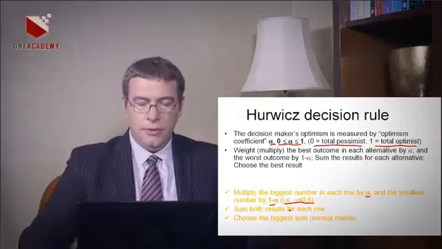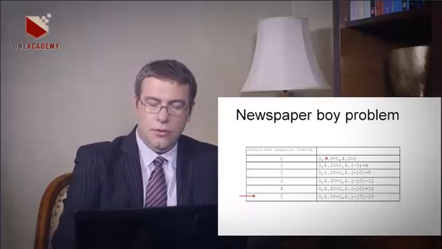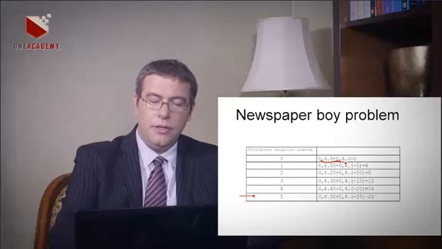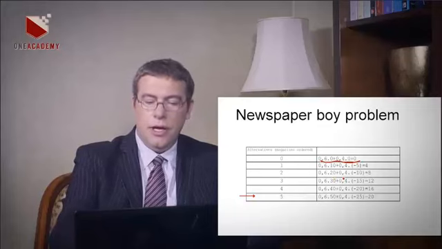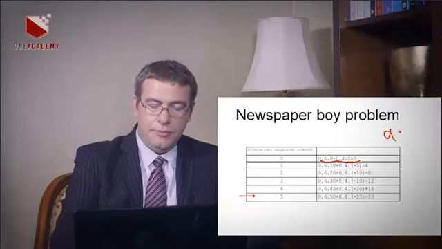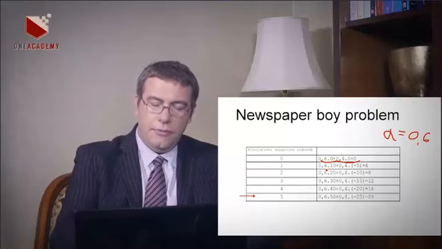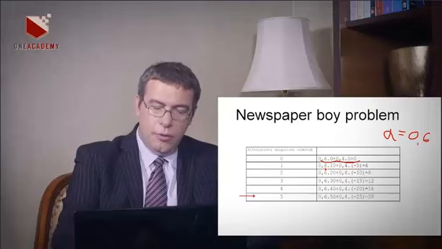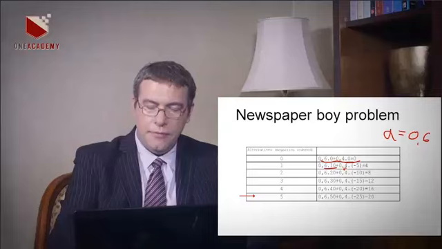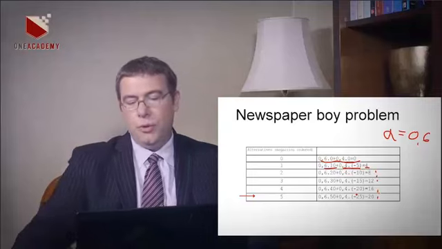How does it look here? Okay, for 0 the best possible outcome is 0, the worst possible outcome is 0, so 0.6 multiplied by 0, 0.4 multiplied by 0, it is 0. And then for the alternative where we order one magazine, we have 10 multiplied by 0.6, this is the best possible outcome, and minus 5, the worst possible, multiplied by 0.4, and so on and so forth.